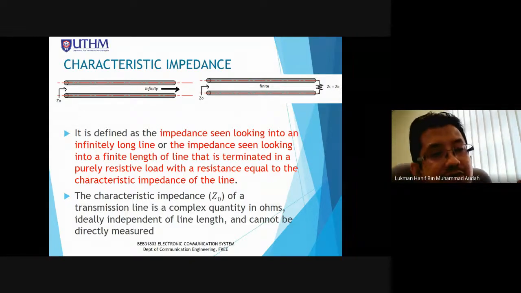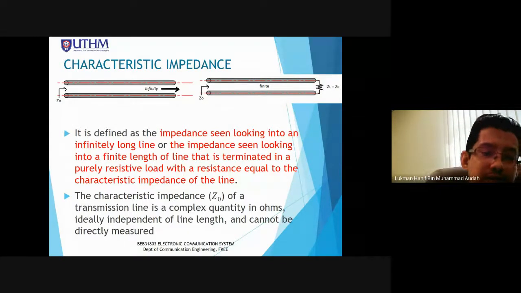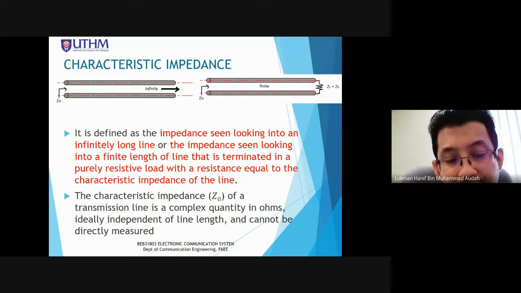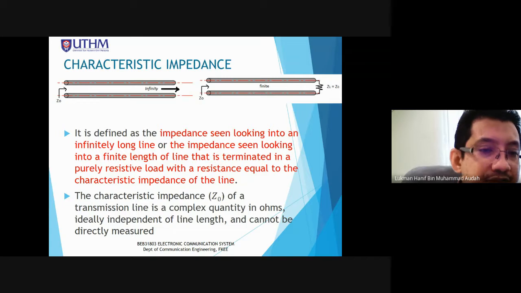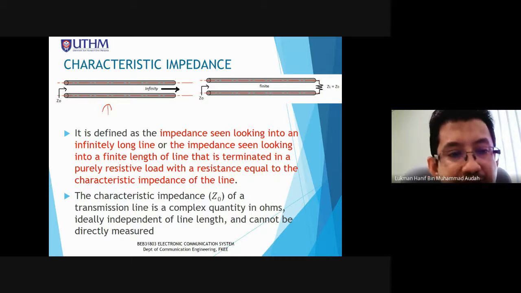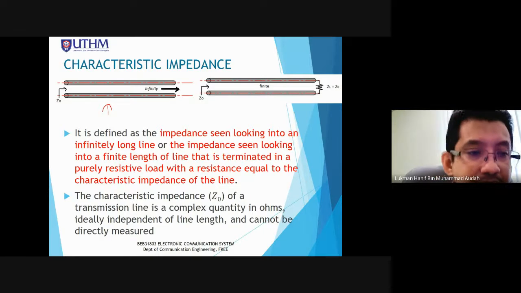Characteristic impedance Z0. So ada dua definisi yang diterangkan di sini. There are two definitions. So the first definition is regarding this picture. Okay, the left picture. So characteristic impedance is defined as the impedance seen looking into an infinitely long transmission line.